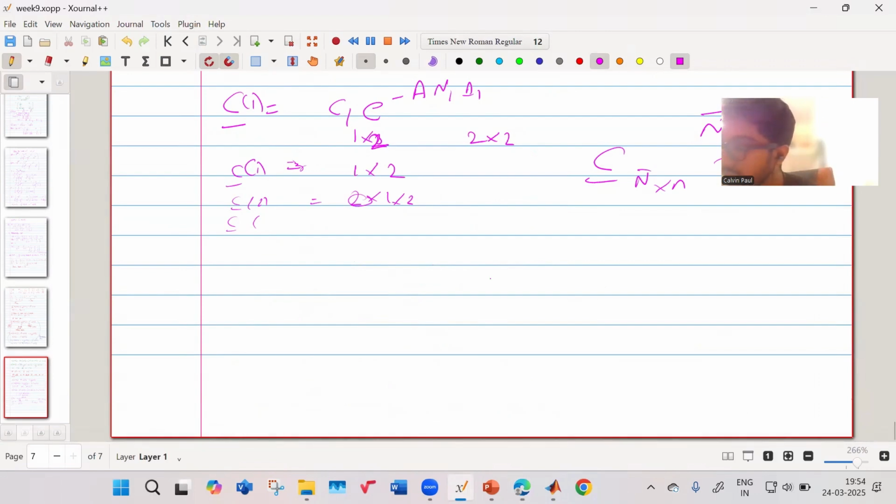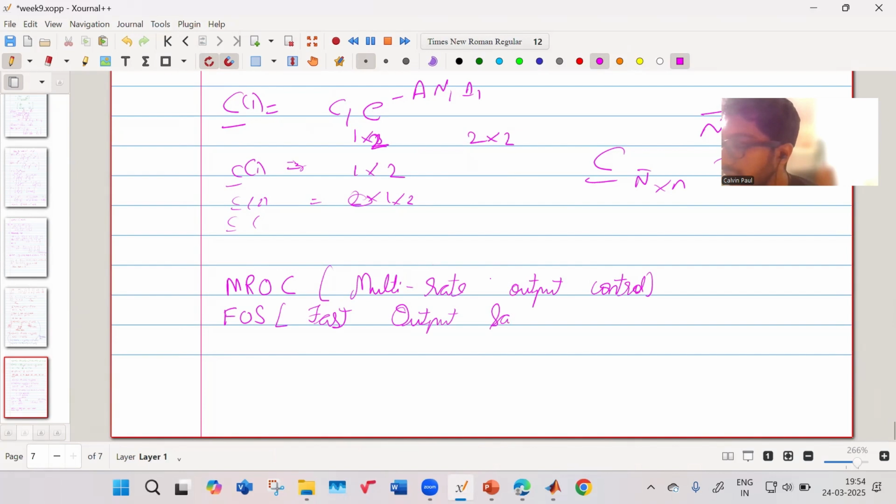So we have looked at MROC, which is multi-rate output control. Next, we have considered FOS, which is fast output sampling. Next, we have considered POF, that is periodic output feedback.